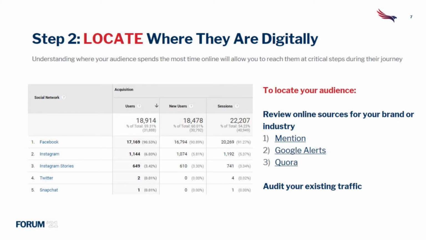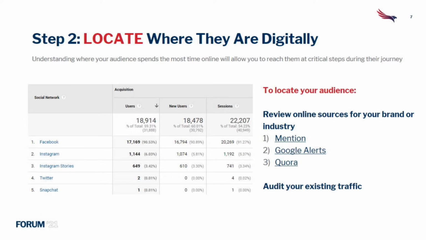So this leads straight into step number 2, is locate where your audience is digitally. Really understand where they spend their time, because that's where you're going to connect with them. Those micro touch points of where they're already spending their time online is where you need to get in front of that audience base. So to do this, really review online sources. Review mentions of your brand, your competitors, your industry. We use tools like Mention, Google Alerts, Quora to find this information and monitor these mentions, these trends for searches.